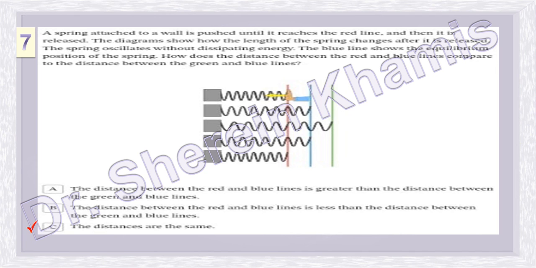So the right answer will be that the distances are equal, from blue to red or from blue to green. One is the maximum point away from the equilibrium position, and the other is the least point away from the equilibrium position. So let's go into question 8.